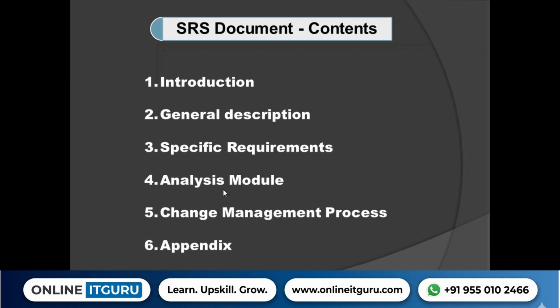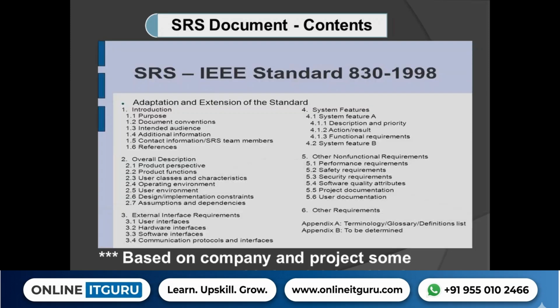I am going to show you. Before that, let me show this. This is IEEE standard 830. These are the contents that a development document should contain. It is not necessary that all these contents are in your document. From these sections, whichever are related to your project, you are going to keep those sections.